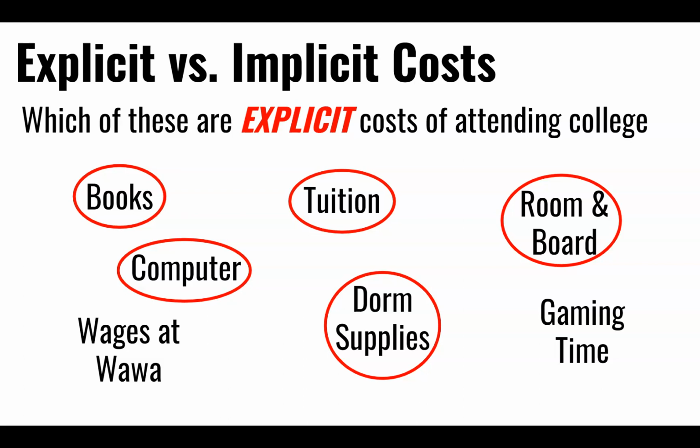And gaming time, you're not paying someone, but you are losing out on the value of your time when you were enjoying playing Call of Duty or whatever it is that you were playing. But now you can't because you're dedicated to your academic successes, and so now you're studying and not playing video games. So wages and gaming are costs. There's something we're giving up, but it's a theoretical cost. It's not actually leaving my bank account, but it is something I am giving up, and it is an important part of our decision making.